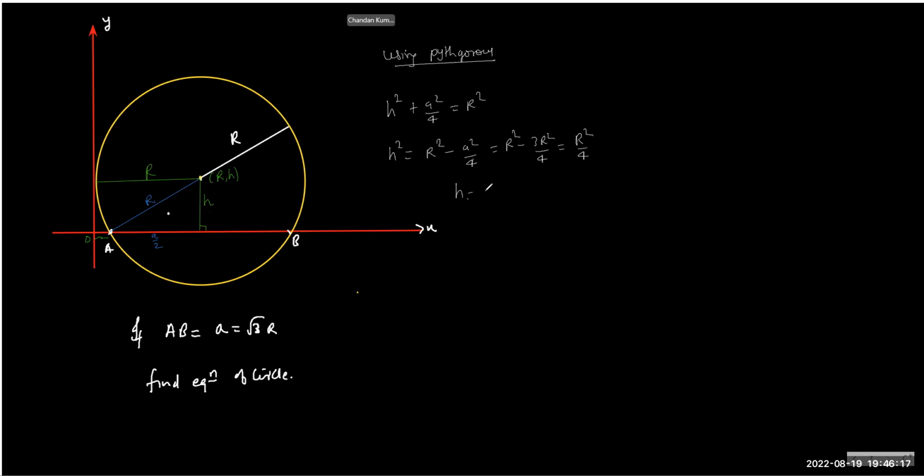So h turns out to be how much? R by 2. That is a really nice value. So we now know the coordinate of center. Alpha comma beta, which is the coordinate of center, we are getting as r comma r by 2, isn't it? Yes, sir. And then we are done, because we know the radius, we know the coordinate of center, we have the x minus alpha whole square plus y minus beta whole square equals radius square. And this was the answer.